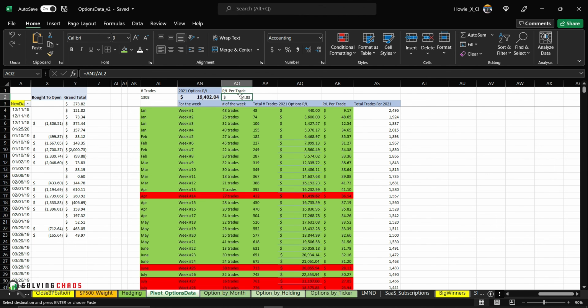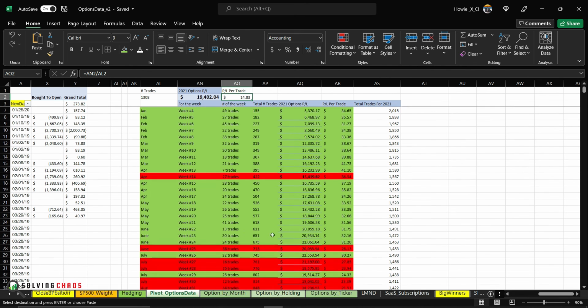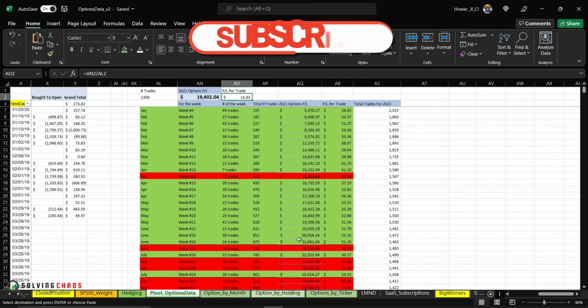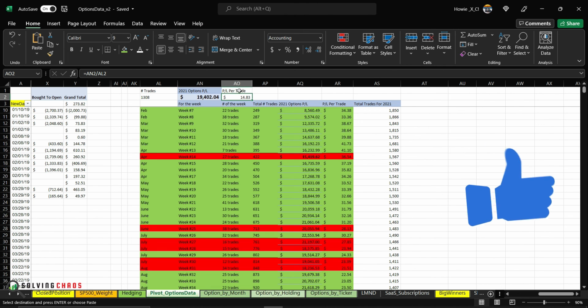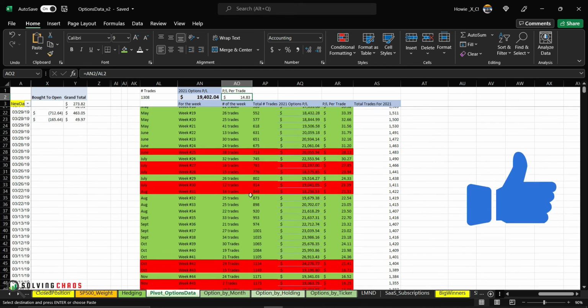This average, remember, when you factor in all the losses, I had a $5,000 loss on a trade. I have a couple $1,000 losses. So this average is telling you, sure, I'm making about $14 on average. But when you add in the negative trades, that means I'm really making about $20 per trade profit.